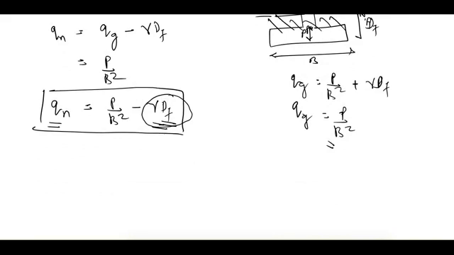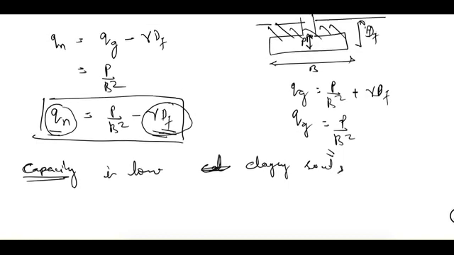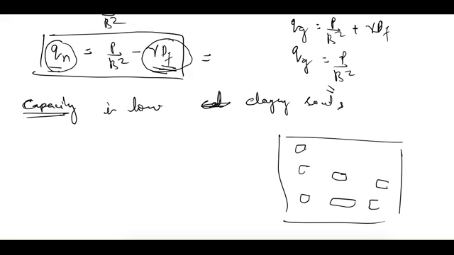So this net pressure intensity is reduced. Then we can say, if the load carrying capacity, or in general the net safe bearing capacity of the soil is low, which is the case with clayey soils, we can use this. What is done in that case is that a raft is constructed such that Qn is equal to 0. So in that case P by B square minus gamma dF is equal to 0.